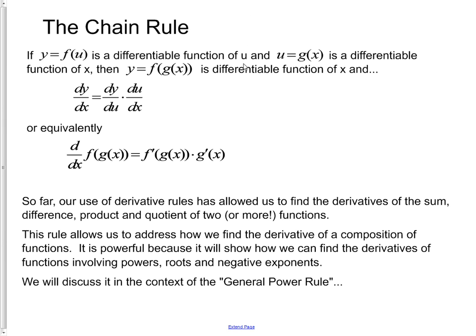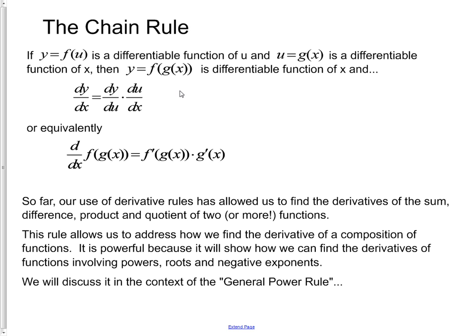So far in our derivative rules, we've used the idea that we can take derivatives of sums or differences, products or quotients with our product and quotient rules of two or however many functions we want. But what could we do if we had this problem where we had a composition of functions? Well, this is a job for what we call the chain rule.